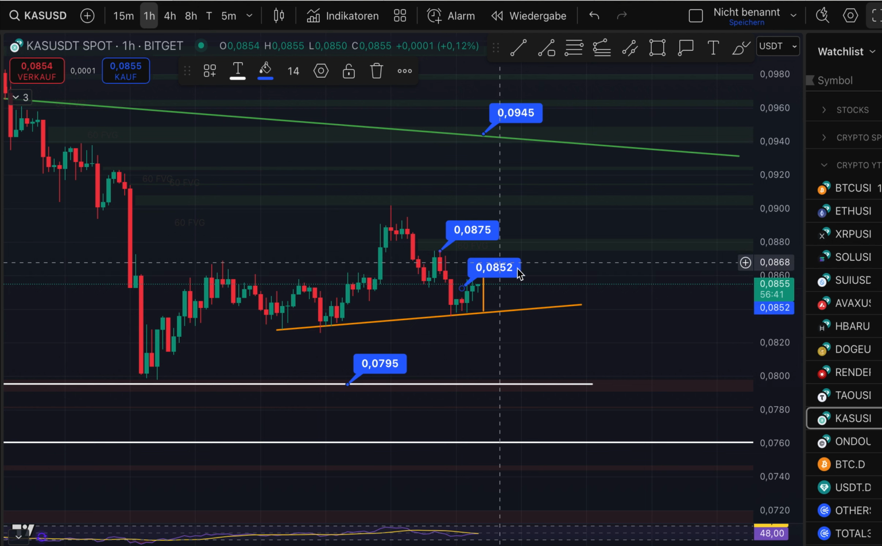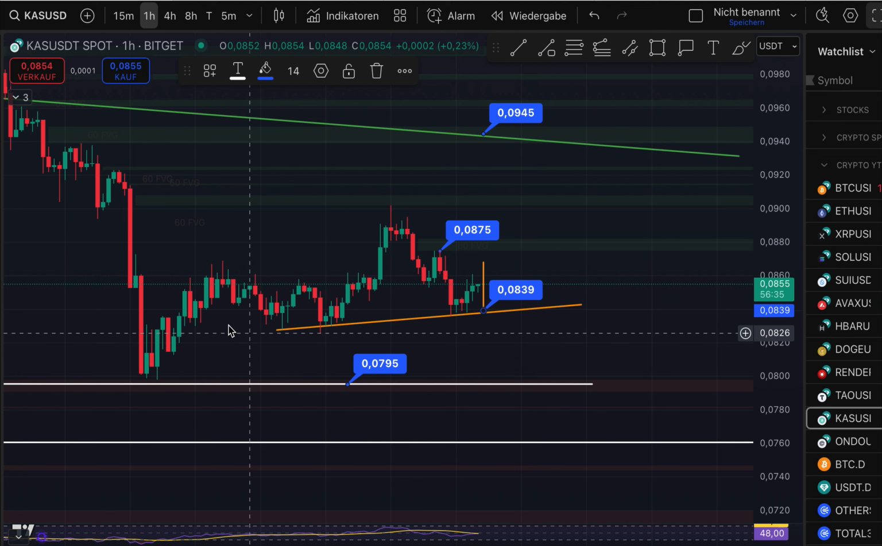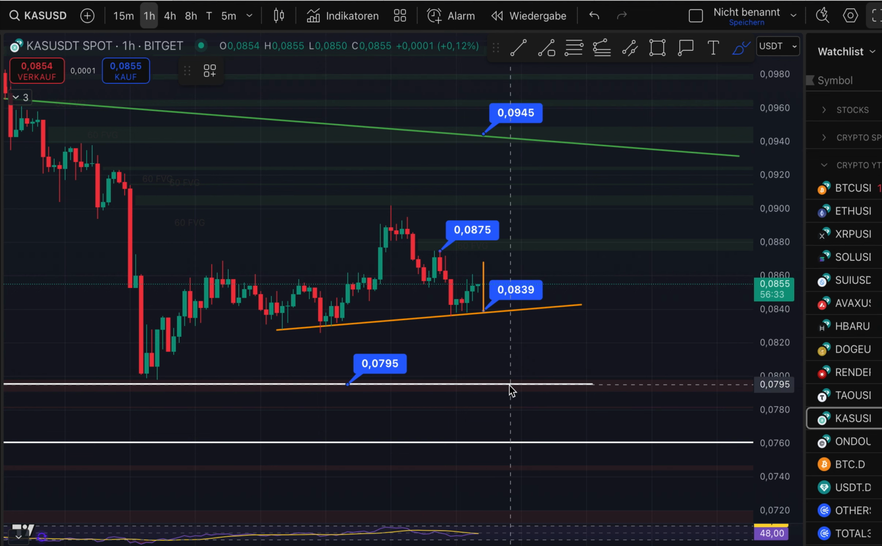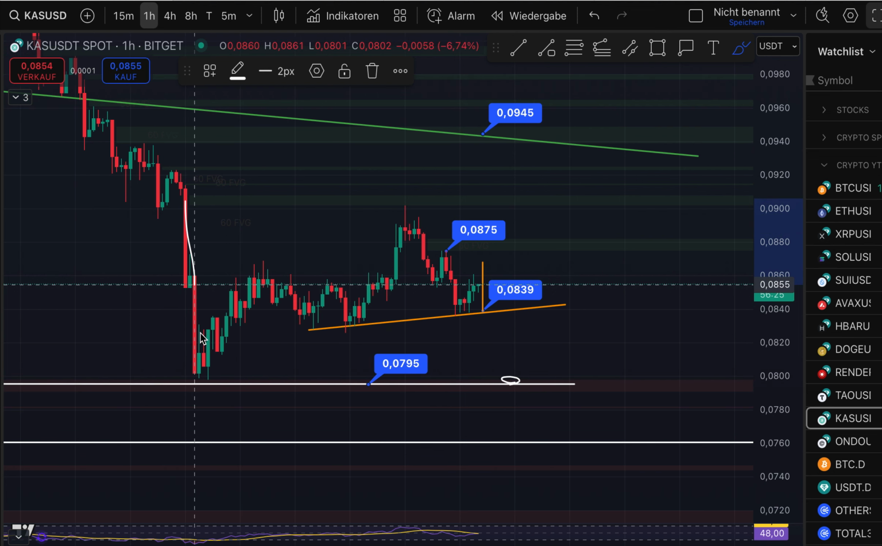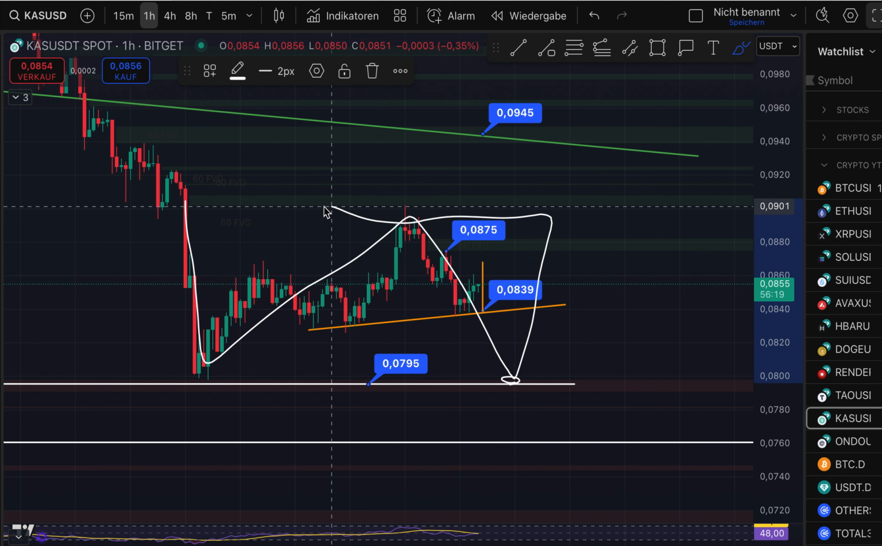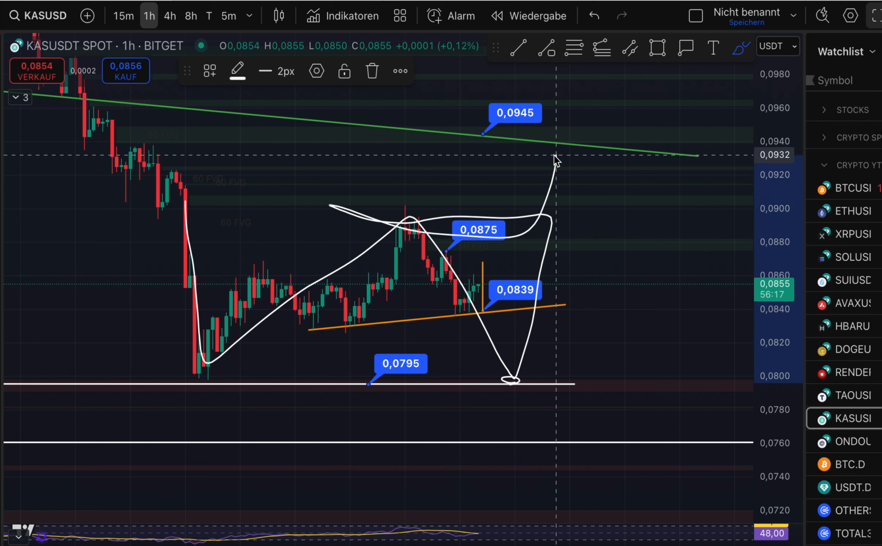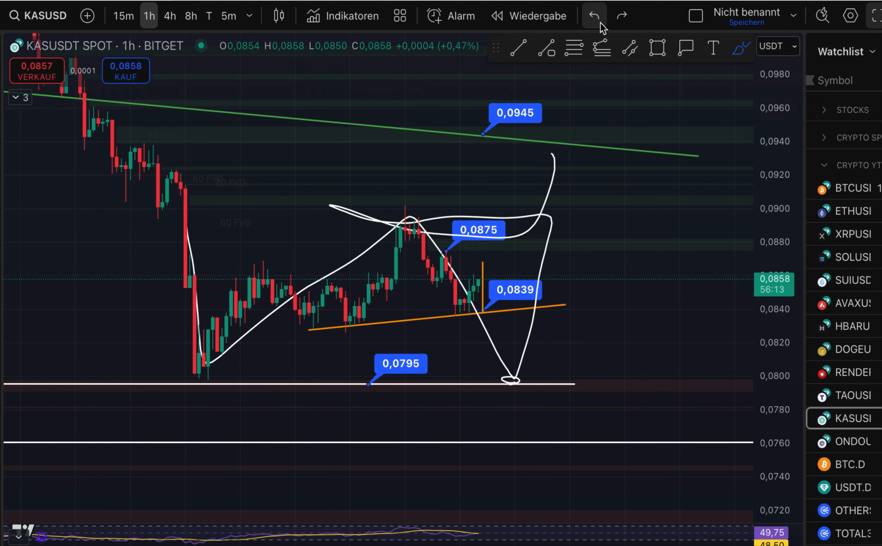So if we break the 8.4 cents to the downside, then I think the target is going to be the 7.9 cents to 8 cents. And if we get there, then this can also just be a double bottom pattern, which is also bullish, which can break to the upside if we get over the top here. And then we get a nice target for KAS and a possible trade.